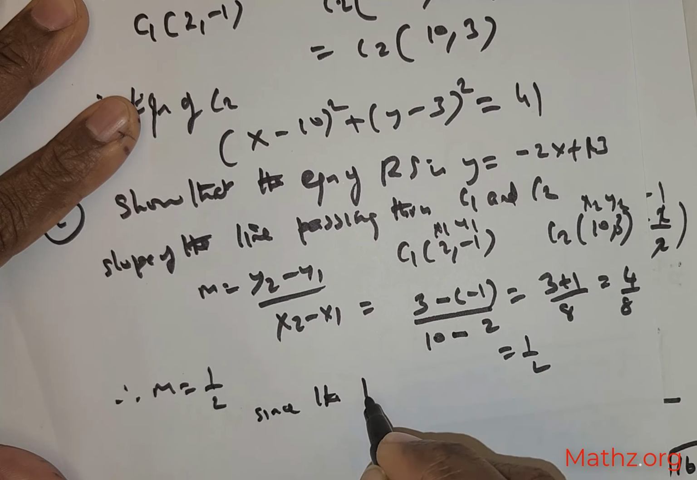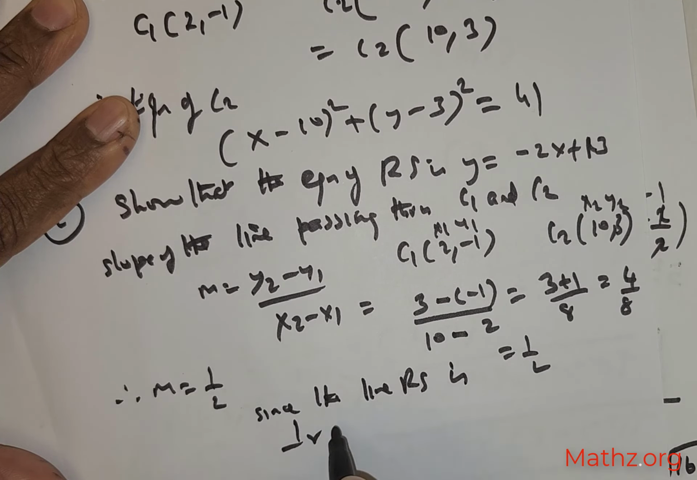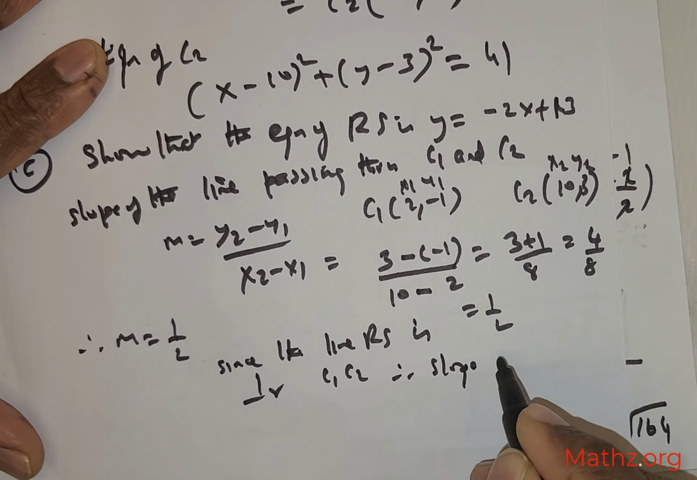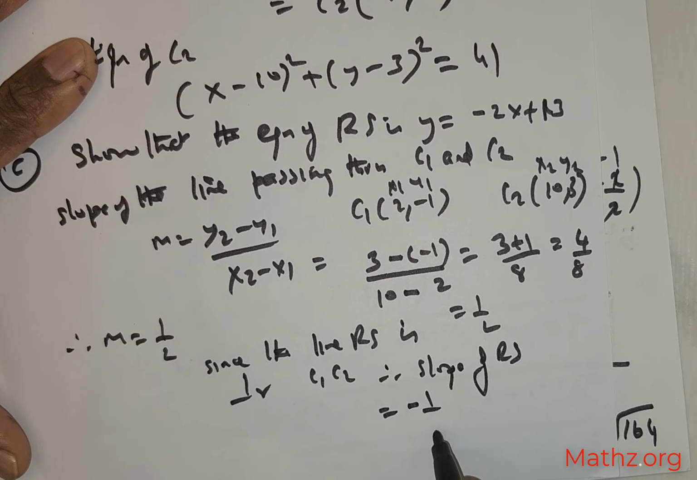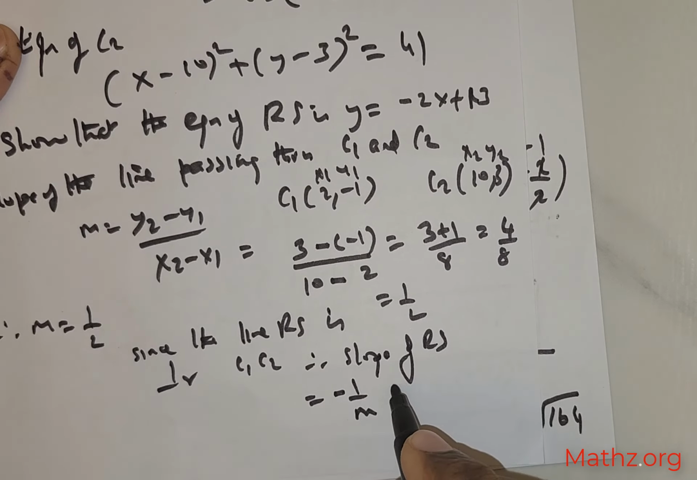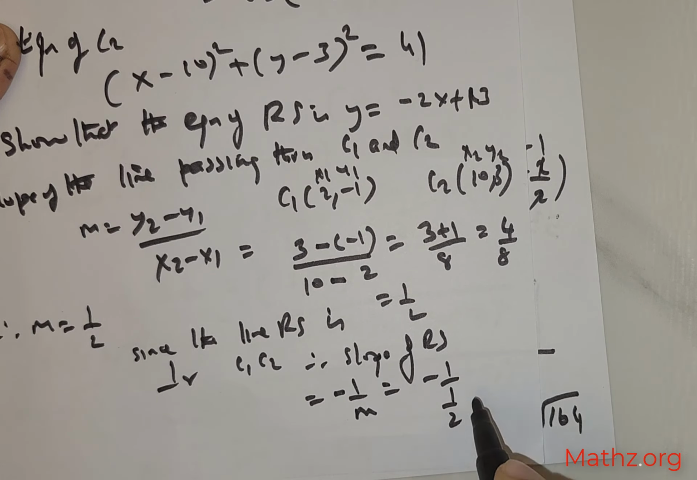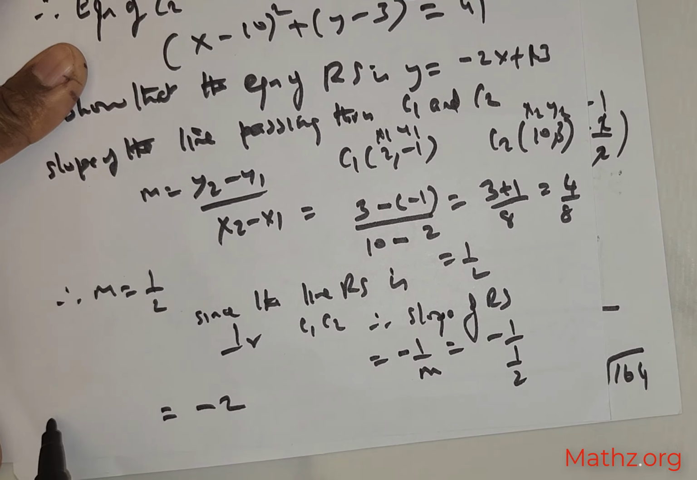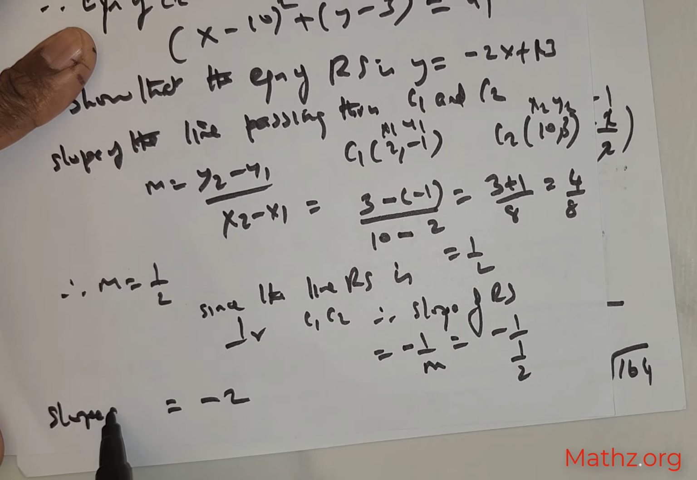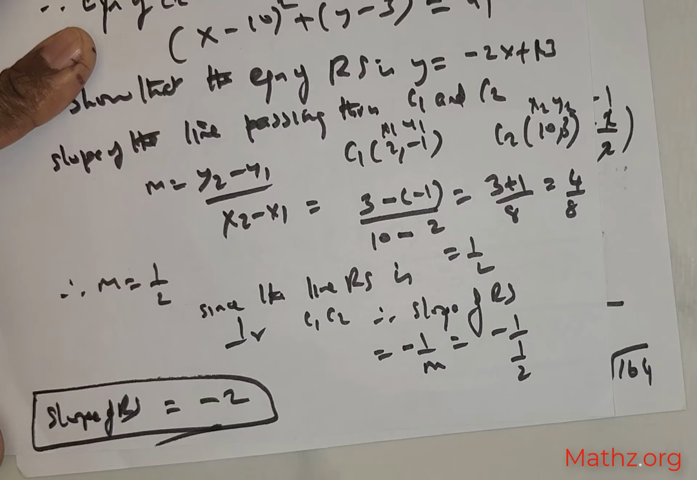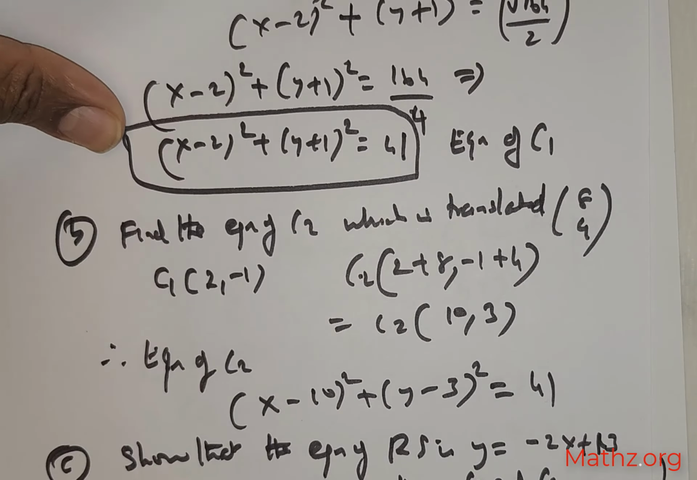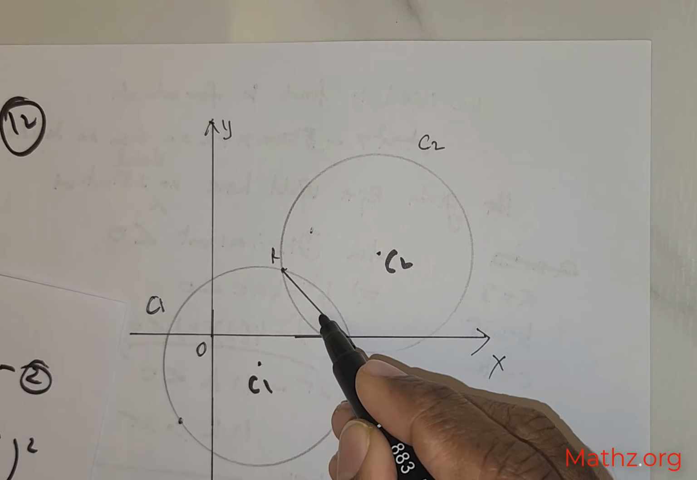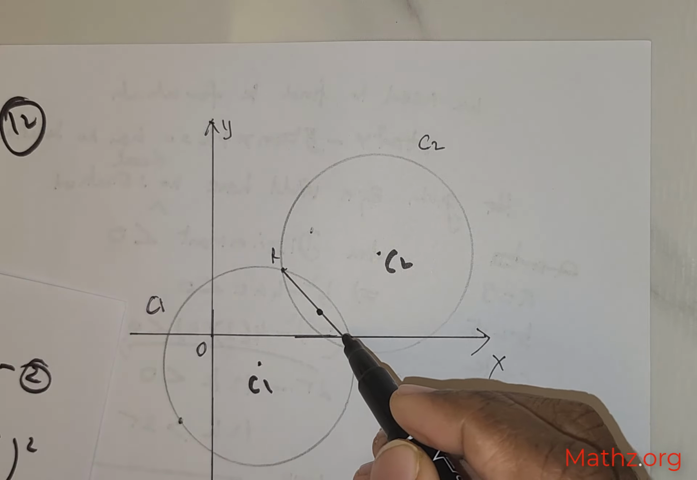Now since the line RS is perpendicular to the line C1C2, the slope of RS will be negative 1 over m, which is negative 1 over 1 over 2, which is equal to negative 2. So this is the slope of RS. Now we need to get the equation of the line. We have got the slope. Now the equation of the line is got using the midpoint formula.